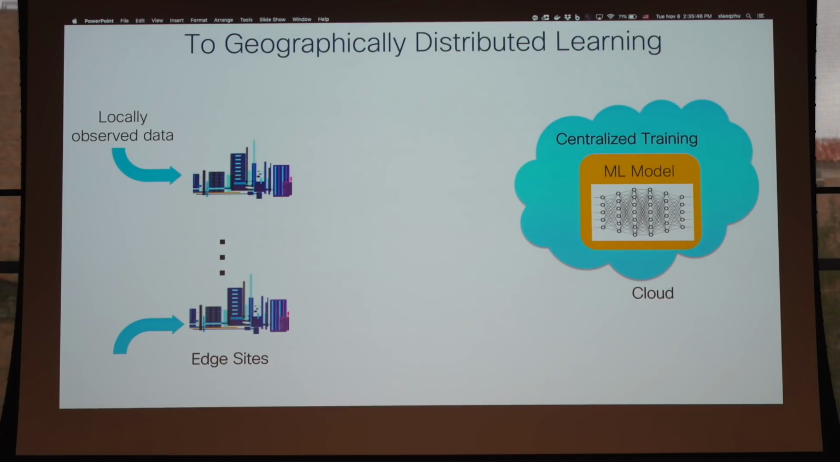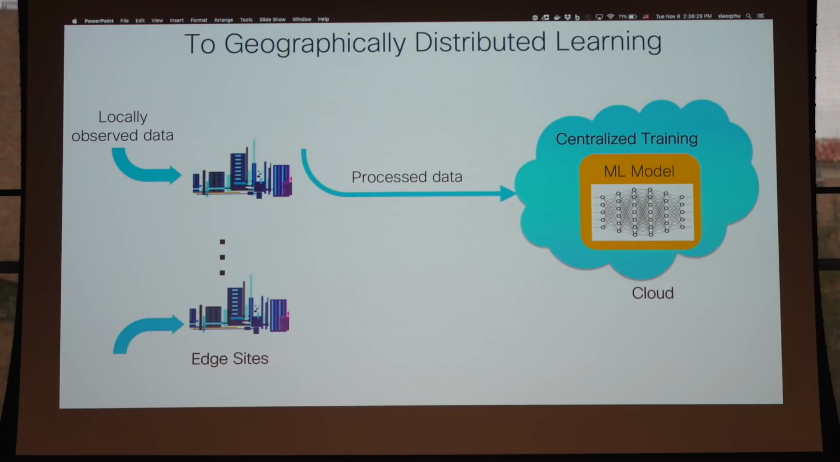We instead are starting to consider, I wouldn't say an alternative architecture, but rather an augmented version of the architecture, where we can leverage some of the intelligence deployed at the edge to augment cloud-based machine learning. So in this architecture, we consider each of the geographically distributed sites having access to locally observed data. Instead of blindly transmitting all the data upstream to the cloud for centralized learning, maybe we can do some intelligent processing.